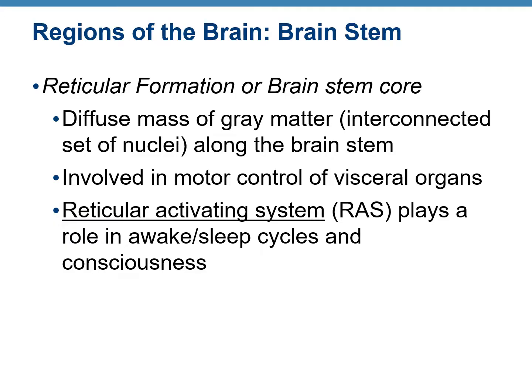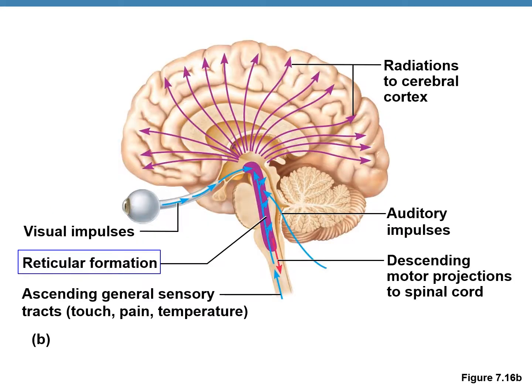The reticular formation is a diffuse mass of gray matter which is scattered along the brainstem, and the RAS, which is the reticular activating system, is associated with the sleep-awake cycles. This figure shows the reticular formation.